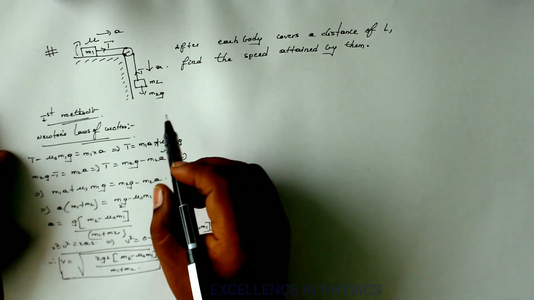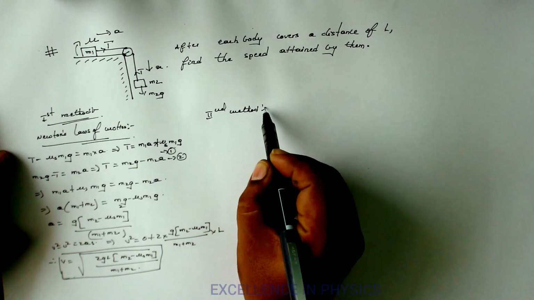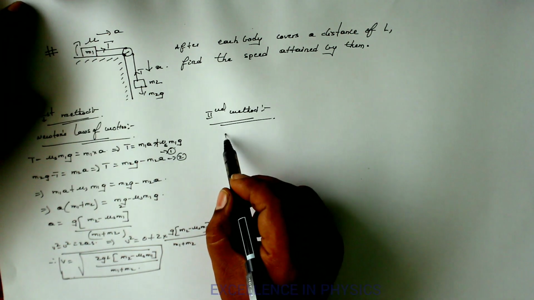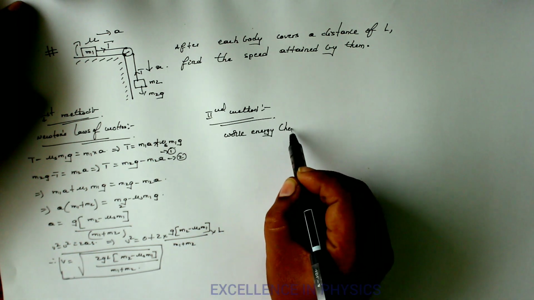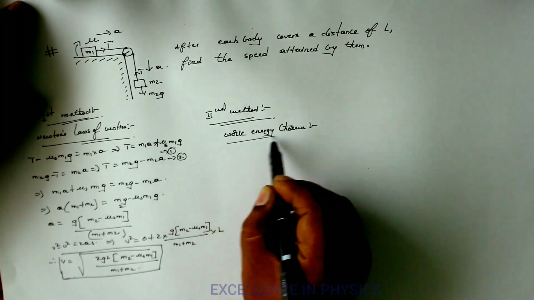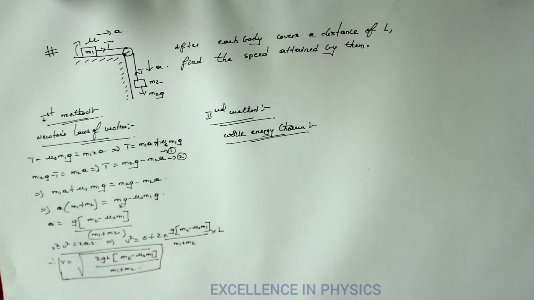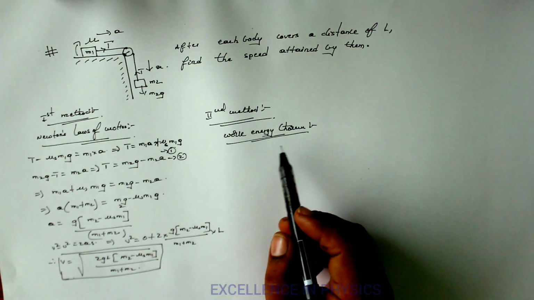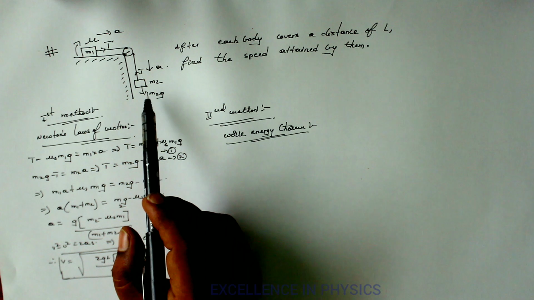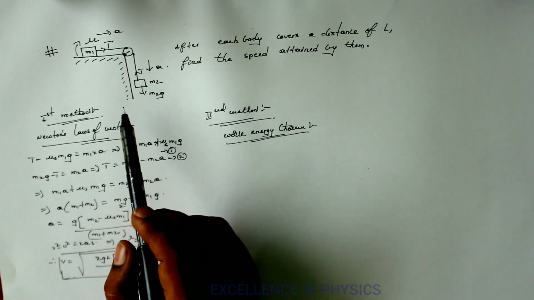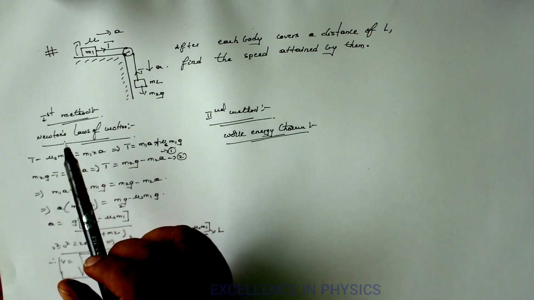So this is how I can find the final velocity of these bodies. Also I can do the same problem by using a second method, that is by using the work energy theorem. It says that the work done due to all the forces should be responsible for the change in kinetic energy of the body. So here, how many forces are present? Force due to tension is present, force due to acceleration due to gravity, that is the gravitational force, is present, and work due to friction is also present in this condition.